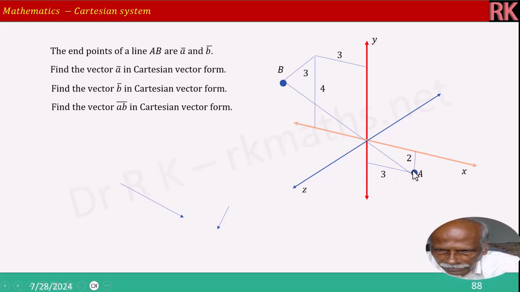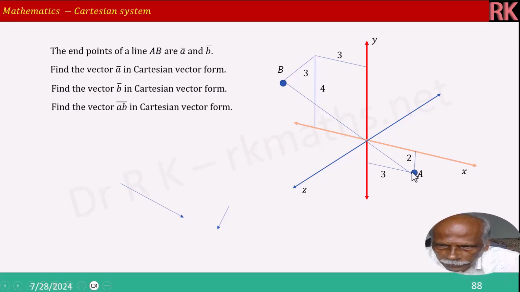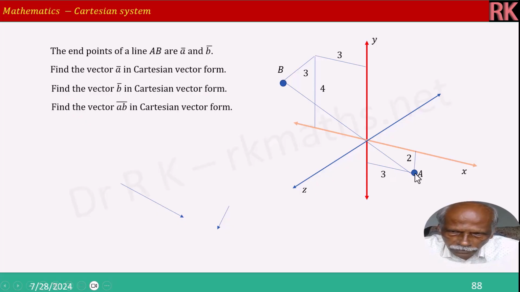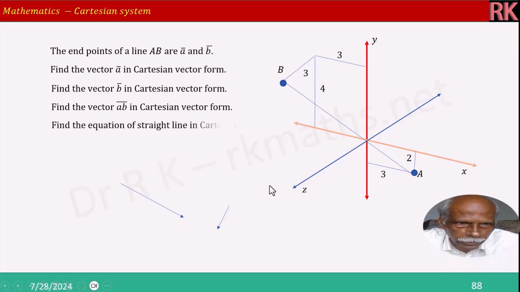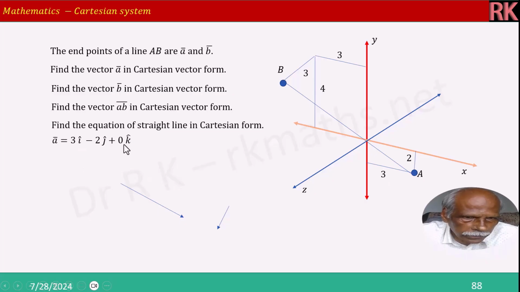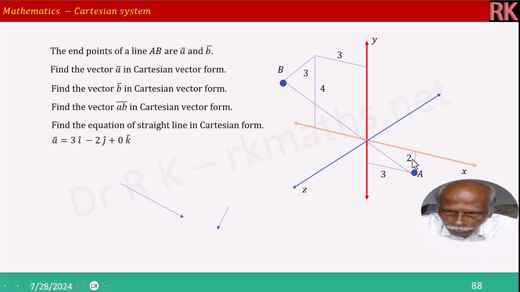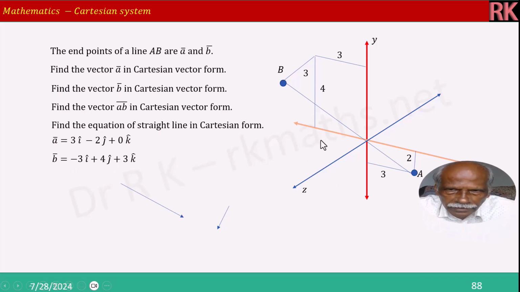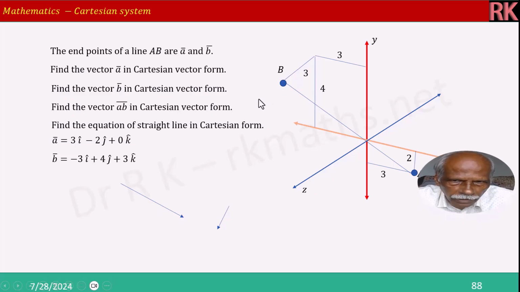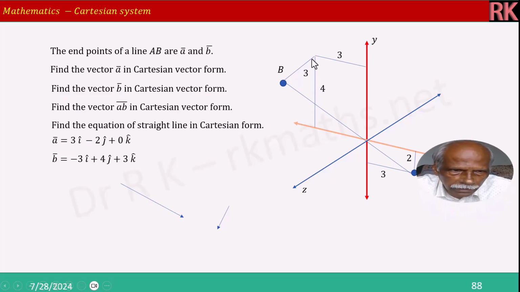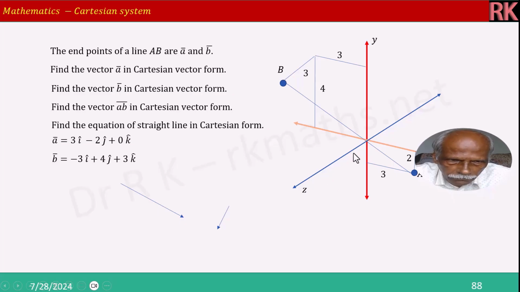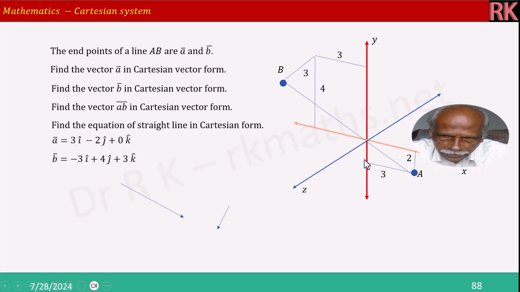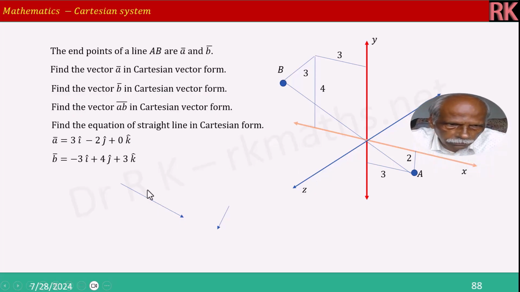Please see here. A is given here. The y coordinate is 2, the x coordinate is 3, and the z coordinate I will say 0, right? So 3, 2, 0 is the A point. We'll see here: minus 2 because it is below the x axis, and B is minus 3i plus 4j plus 3k. See here, B is here, right? You can see 4j upside and minus 3i towards the negative side, and z also is towards positive here. This is positive, this is negative.